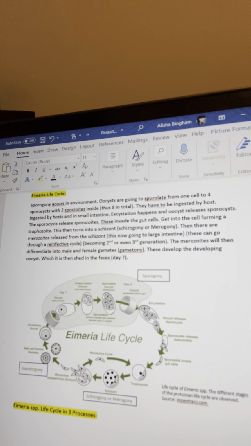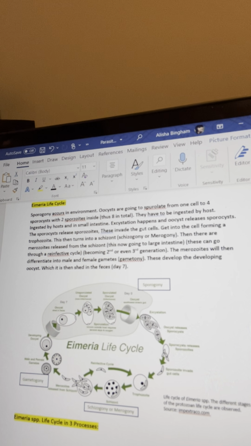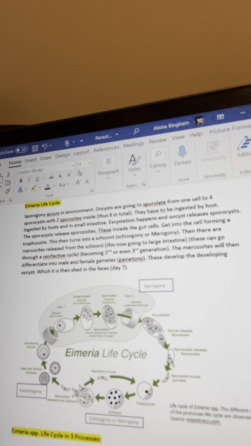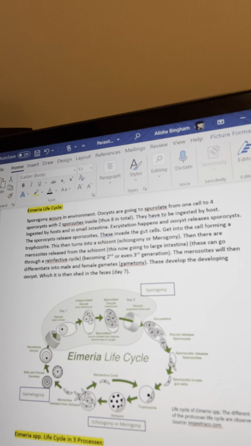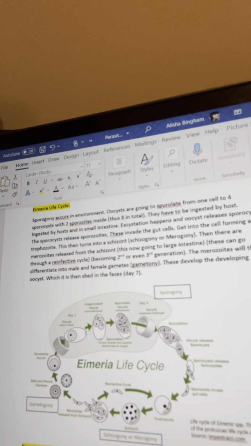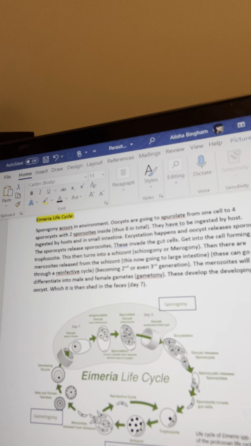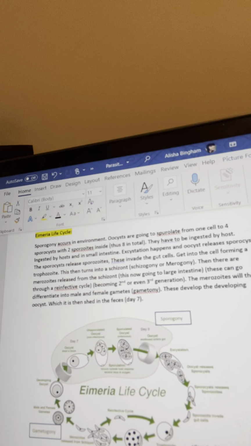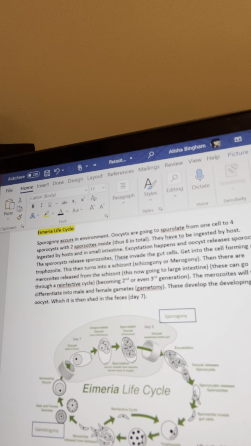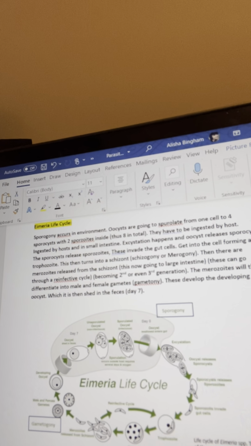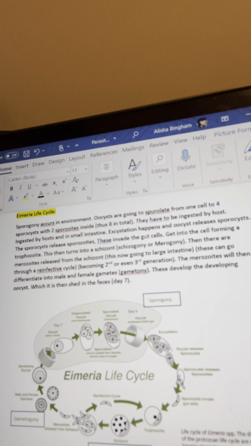Excystation happens and oocysts release sporocysts. The sporocysts release sporozoites. These invade the gut cells. They get into the cell, forming a trophozoite. This then turns into a schizont, going through schizogony or merogony. Then merozoites are released from the schizont. This is now going to the large intestine. These can go through a reinfective cycle, so becoming 2nd or even 3rd generation.